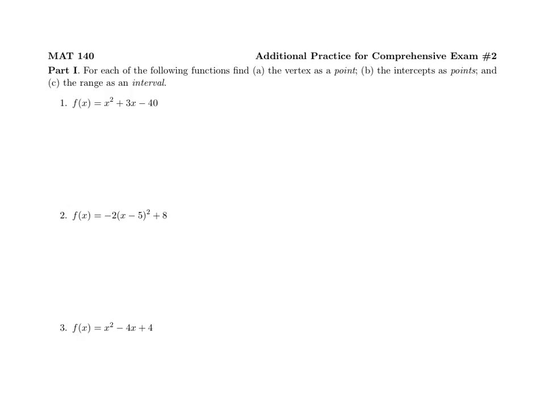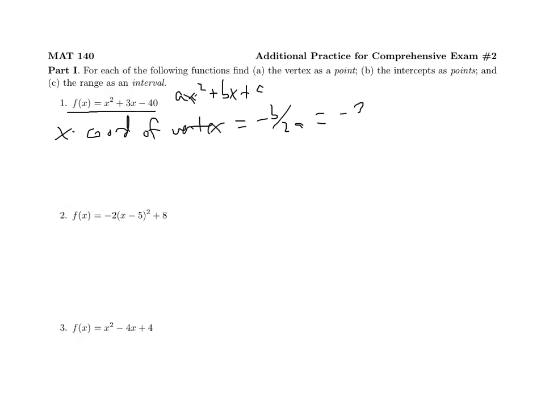Okay, so the vertex depends on the form that the thing is written in. This is written in the ax squared plus bx plus c form. So we know that when our quadratic is written as ax squared plus bx plus c, the x-coordinate of the vertex is given by minus b over 2a, which in this case is negative 3 over 2, because b is 3 and a is 1 in this problem.